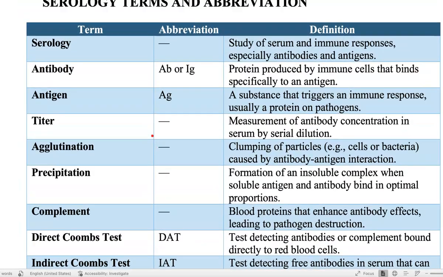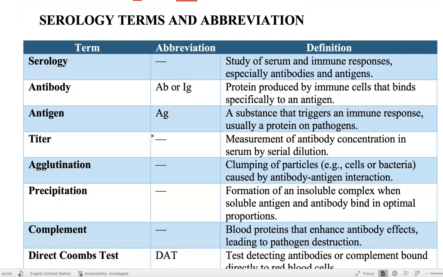Now we're going to dive into serology. What are these serology terms that we need to know? Have you noticed that for each concept, my immunology was 15 or 16 minutes. My hematology was 15 or 16 minutes, 15 minutes to be exact.